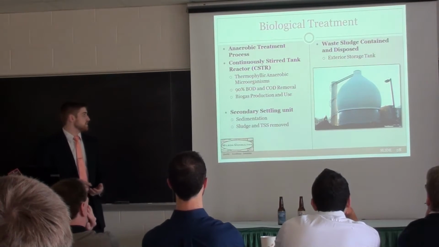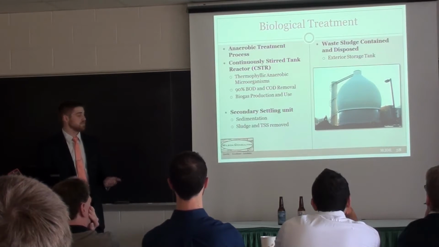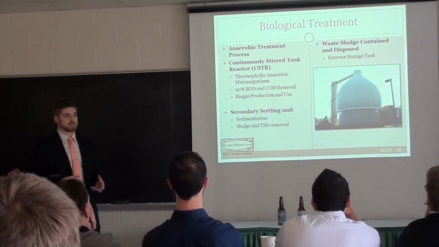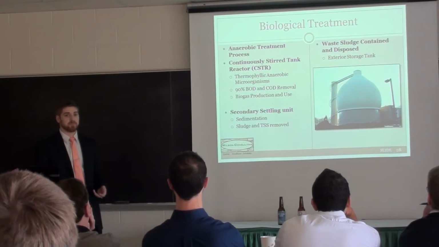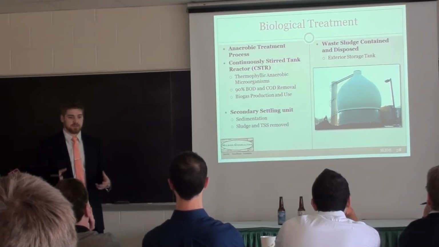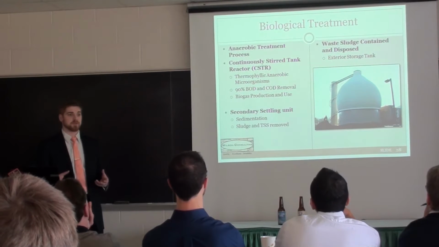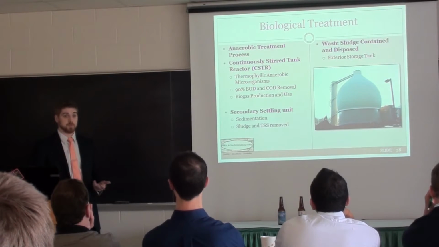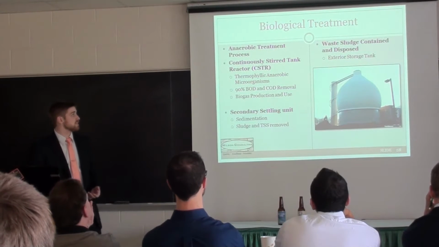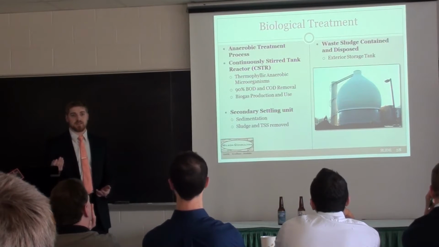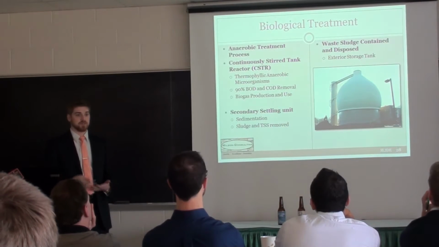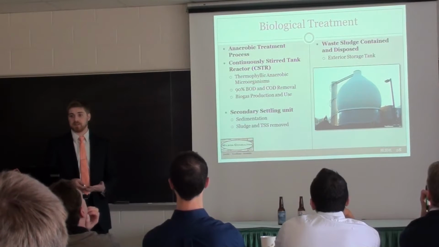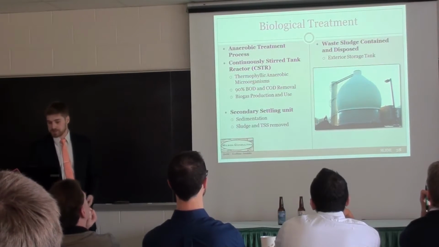Following that, the waste is then sent to a secondary settling unit where the sludge and suspended solids are sedimented out and then taken to a storage tank where they're temporarily stored until an outside waste disposal company removes and disposes of that. And then finally we have the wastewater, which at that point will meet the regulations and be sent to the wastewater treatment plant and can be discharged into the sanitary sewer system.